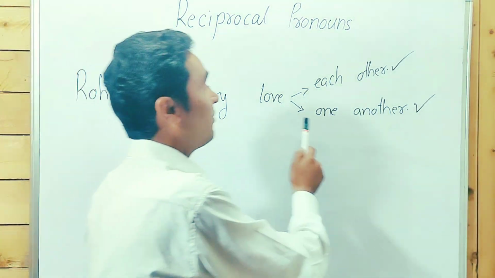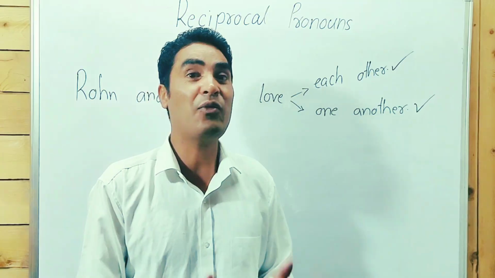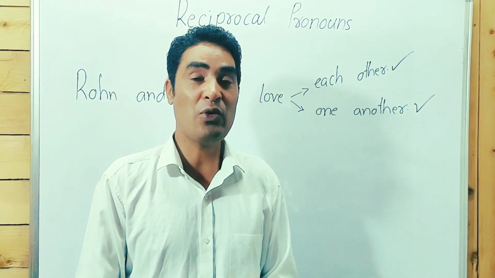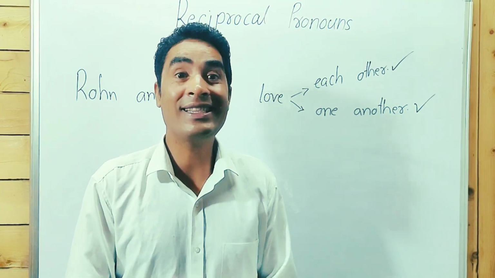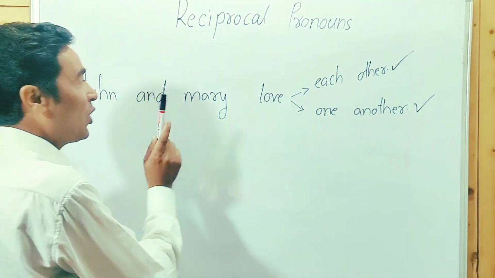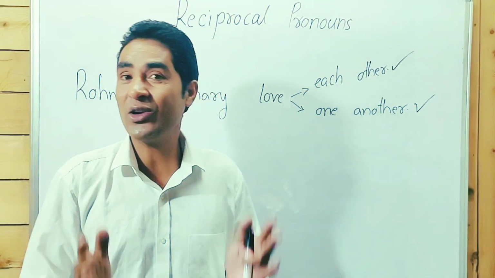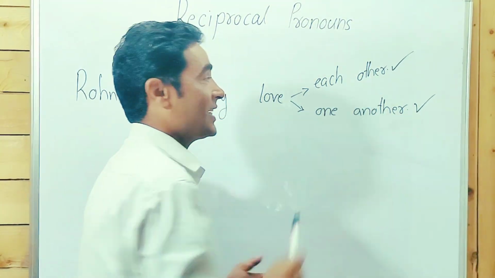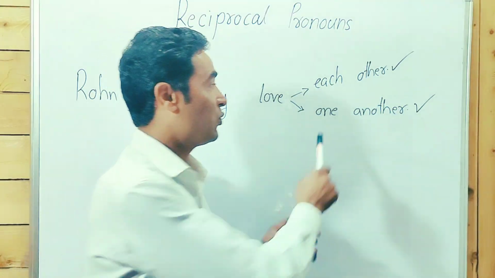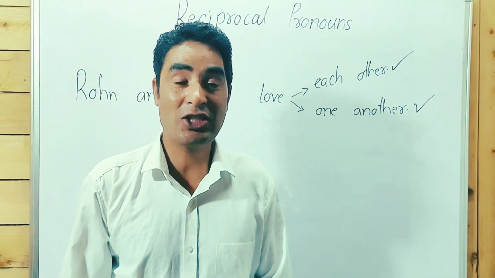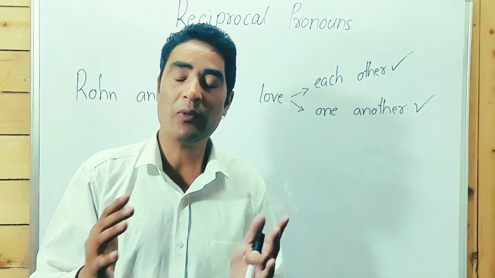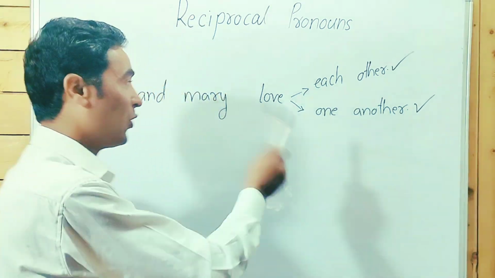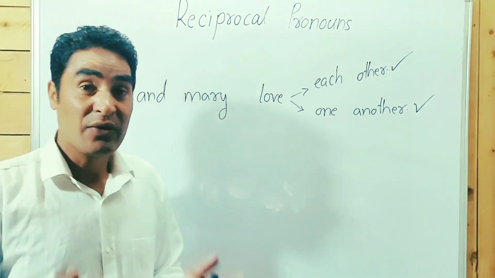Rohan and Mary love one another can be used in informal English. I repeat, from a competitive examination point of view and in formal English, we have to use Rohan and Mary love each other, not one another. I repeat this rule: each other stands for 2, and one another stands for more than 2 people or things. You can say 3 or more people or things. This rule can be crossed when we talk about informal English.